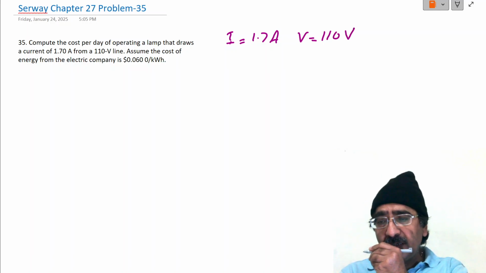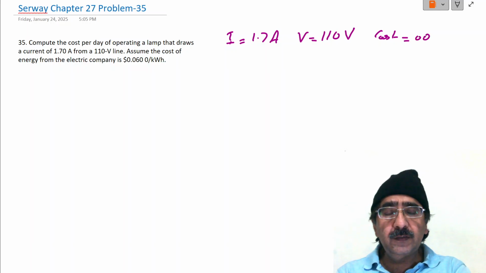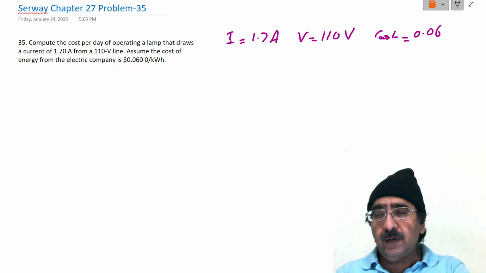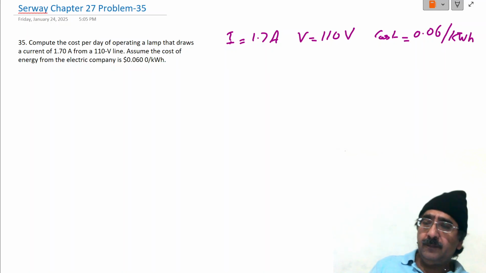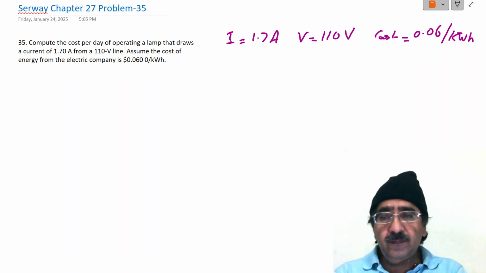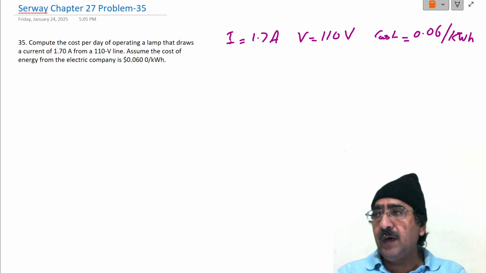Assume the cost per electric company is 0.06 per kilowatt per hour. So compute the cost per day for the lamp drawn. Okay, firstly we have to find the power.